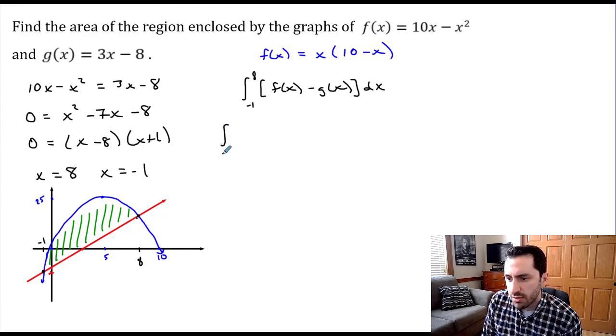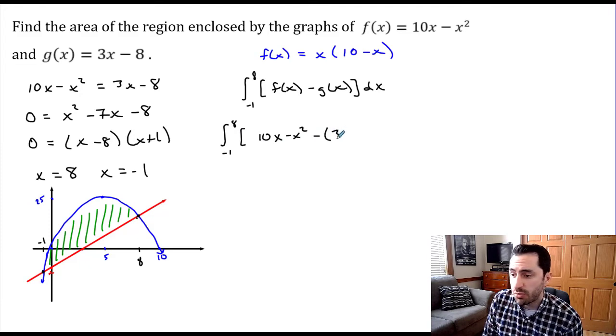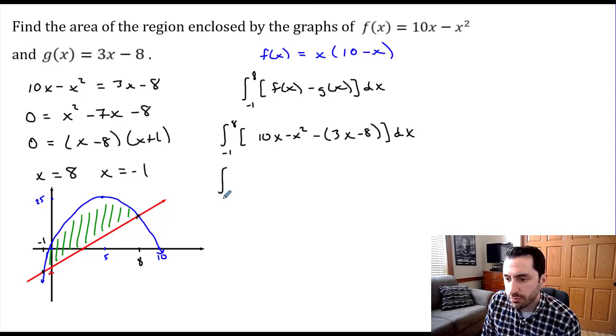So now the integral from -1 to 8, and then f of x was 10x minus x squared, and g of x, I'm going to put this in parentheses so we know to distribute the negative. And here we can do a little bit of simplifying. So we have our integral from -1 to 8. And let's see, we have 10x minus 3x. And I am going to put the negative x squared first. So 10x minus 3x, that's going to be plus 7x. And then we have the minus 8.